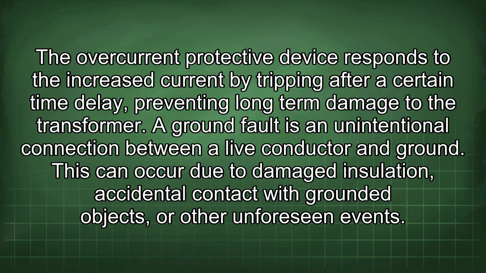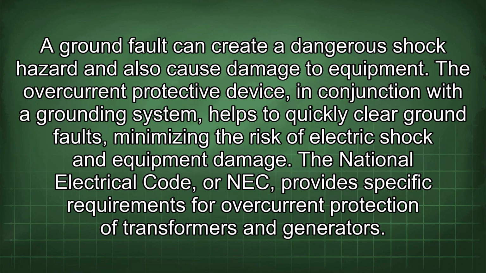A ground fault is an unintentional connection between a live conductor and ground. This can occur due to damaged insulation, accidental contact with grounded objects, or other unforeseen events. A ground fault can create a dangerous shock hazard and also cause damage to equipment. The overcurrent protective device, in conjunction with a grounding system, helps to quickly clear ground faults, minimizing the risk of electric shock and equipment damage.